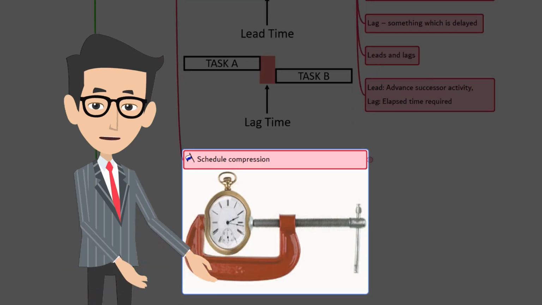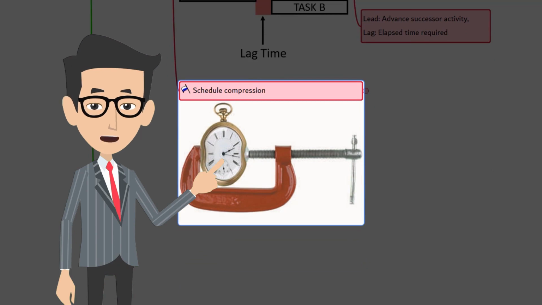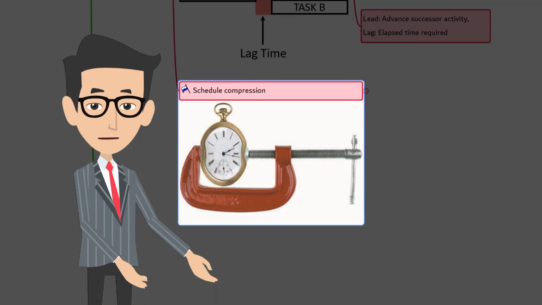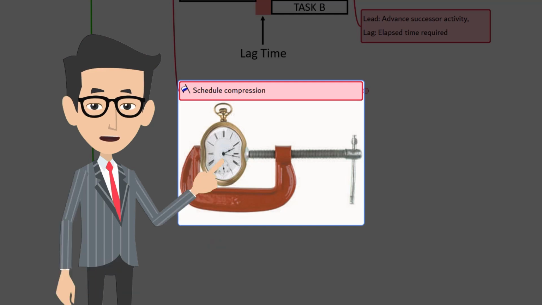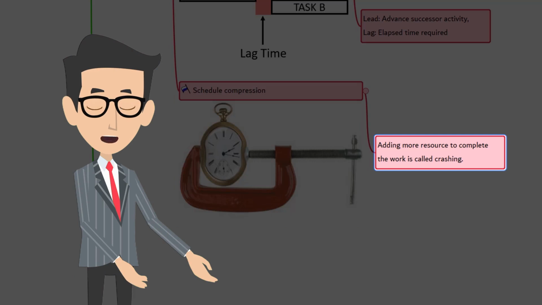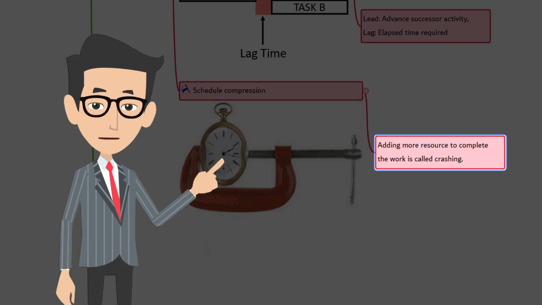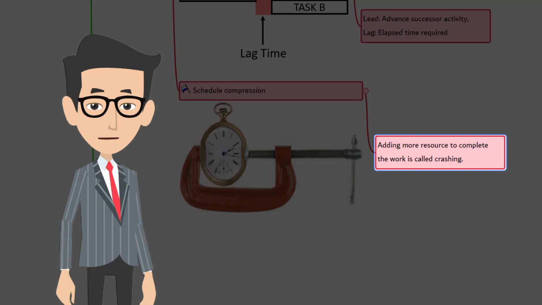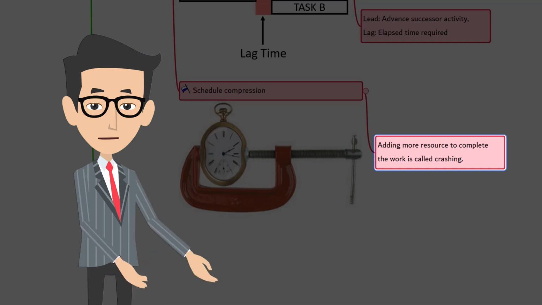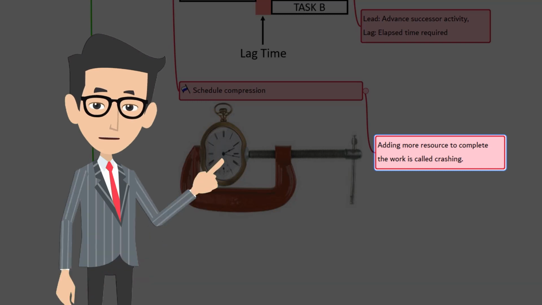Now, let's talk about the next in the list, which is schedule compression. Let's say the project is not progressing as per the plan. The first reaction from most of us would be add more resources, isn't it? So, this technique of adding more resources to complete the project is called crashing. Is there any other way? Make a guess. Let me help you.